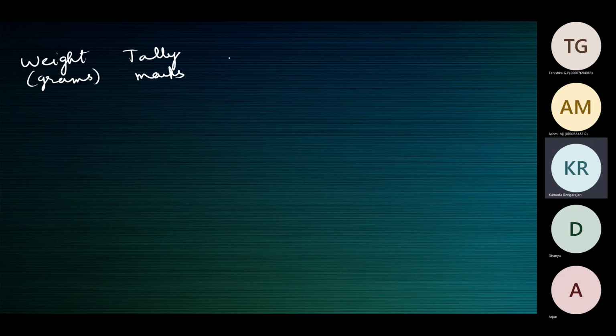So now you can say weight in grams, tally marks. You must write the heading, children. You know what to write. The table should always be given a heading, and you know the heading. You know how to write the heading, so I'm not writing that. Tally marks and frequency. Frequency is the number of apples here.